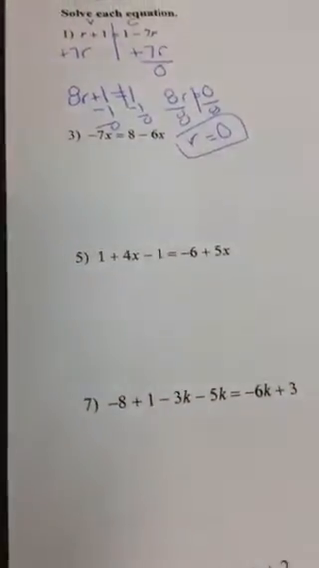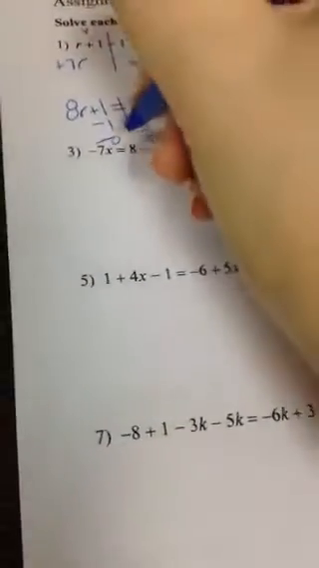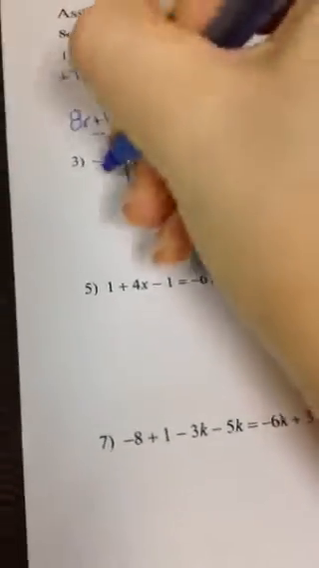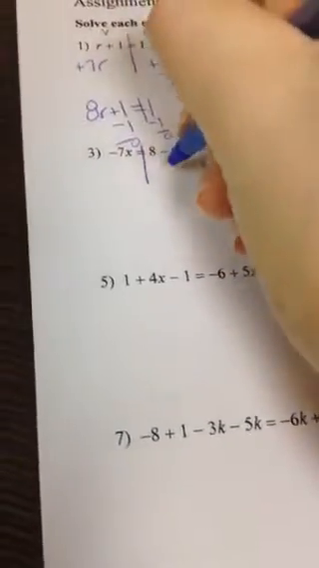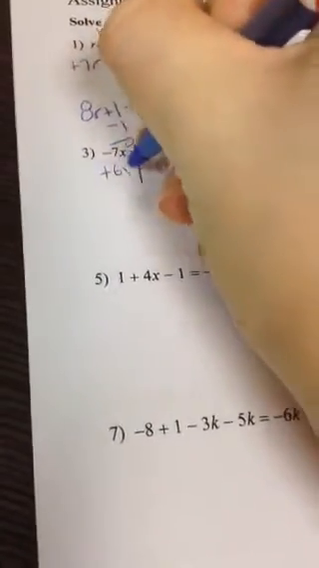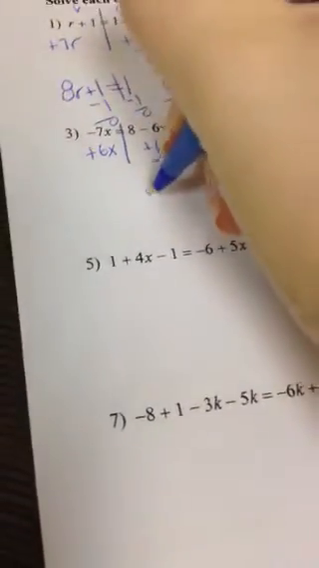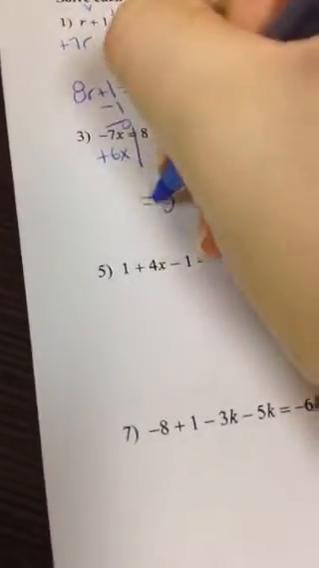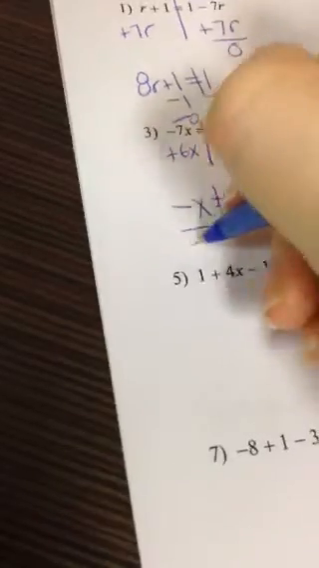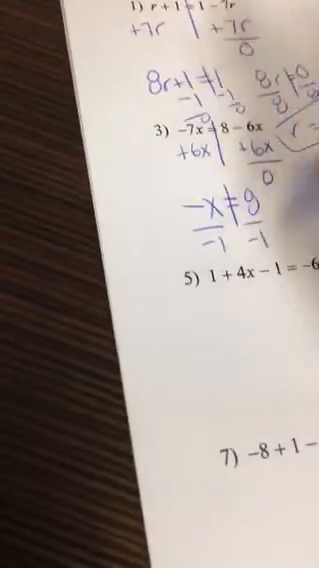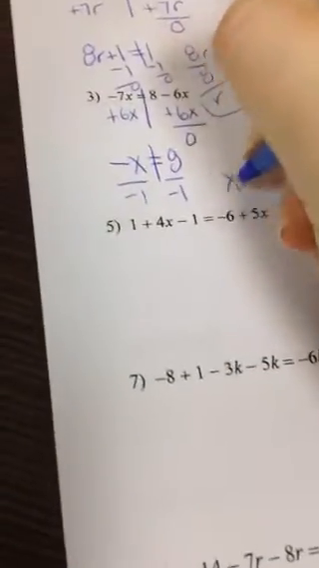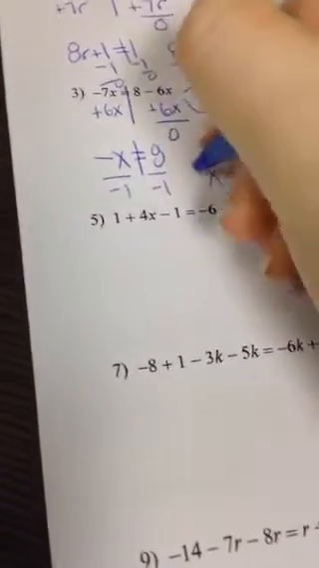For number 3, I look and I notice there are still variables on both sides. So I'm going to add 6x to both sides. So I'm always going to move the variable to one side first. Over on this side, I'm left with 8 equals negative x. My variable is still not isolated, so I'm going to divide out a negative 1 to make the negative sign go away, and I'm left with x equals negative 8.